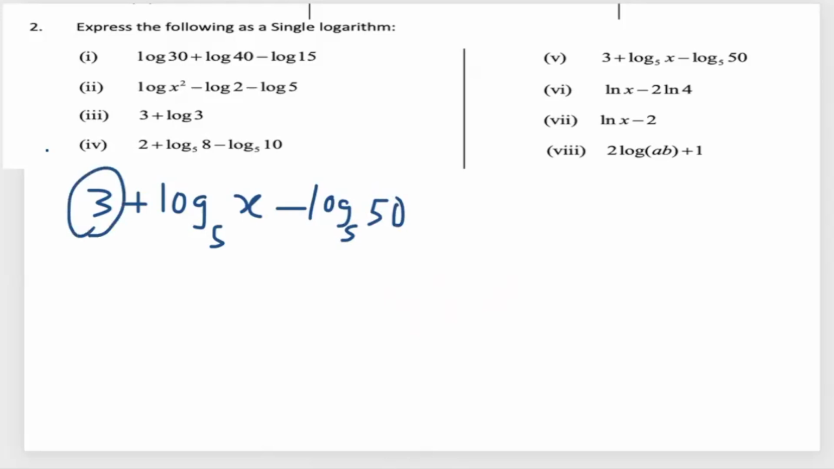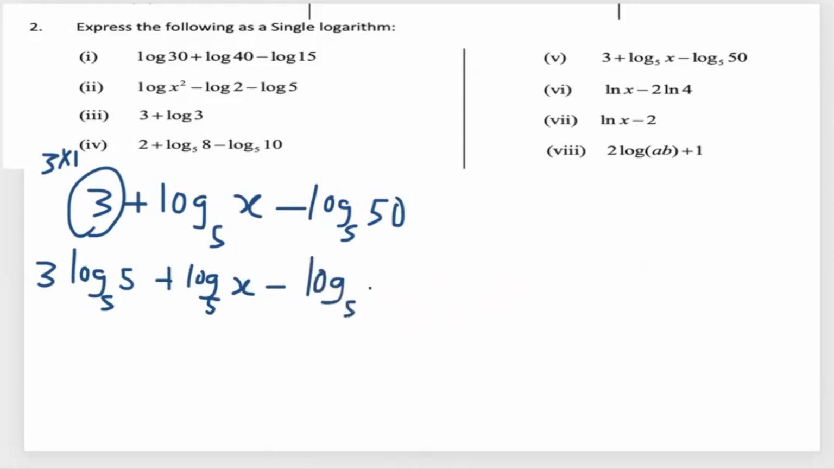Because 3 is the same thing as 3 times 1, and whatever base this is, that's how we change the log. So because it's base 5 again, I'm going to have 3 log 5, 5. So if it was base 4, then I'd have 3 log 4, 4. Then I have plus log base 5 x minus log base 5, 50. And we carry this upwards.